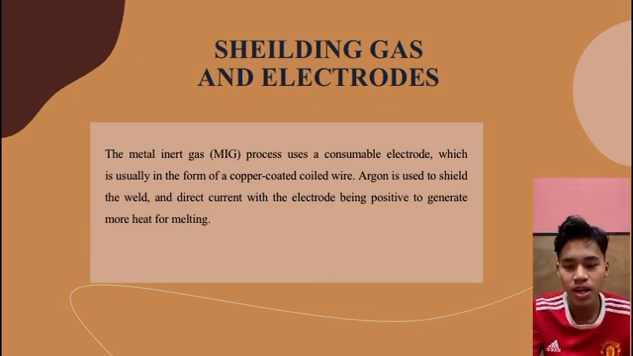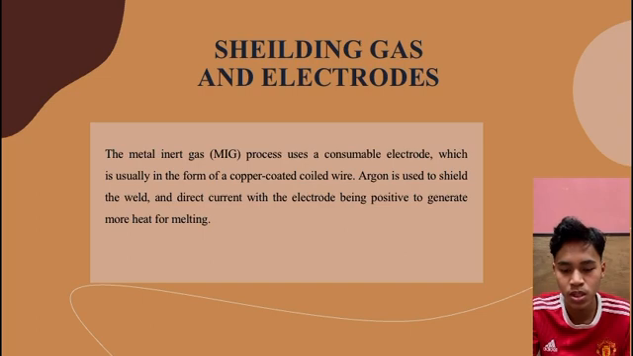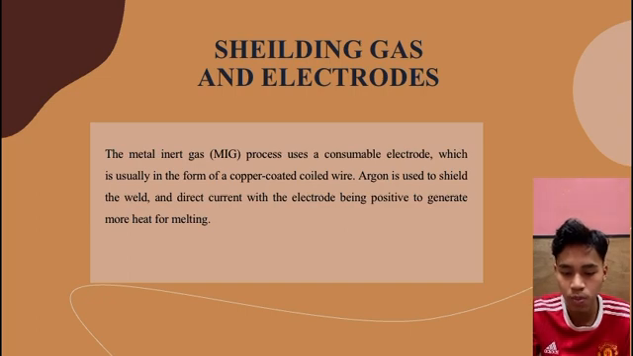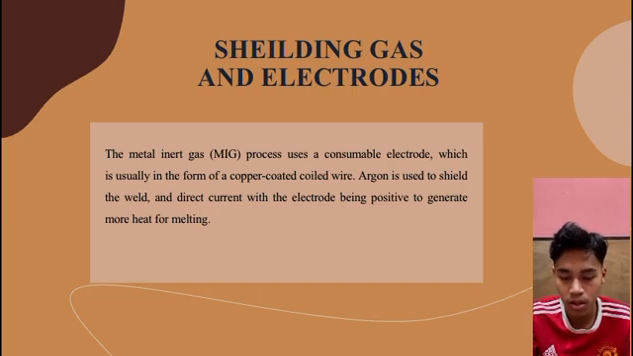This is the MIG welding electrode. The metal inert gas MIG process uses a consumable electrode, which is usually in the form of a copper coated coiled wire. Argon is used to shield the weld, and direct current with the electrode being positive generates more heat for melting.